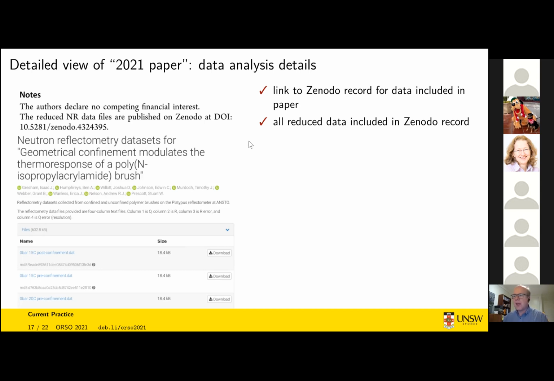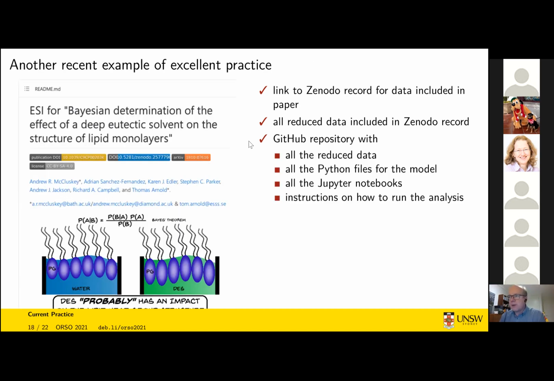In talking about good practice, I would also like to highlight some recent work by Andrew McCluskey and team, who published this paper, I think earlier this year. It's a lovely piece of work in terms of describing the reproducibility. We have a link to the Zenodo record. We have a link to a GitHub repository. The GitHub repo has all of the reduced data, all the Python files for the model, all the Jupyter notebooks, and all the instructions on how to run the analysis. So this is another example of excellent practice that does already exist in the literature.